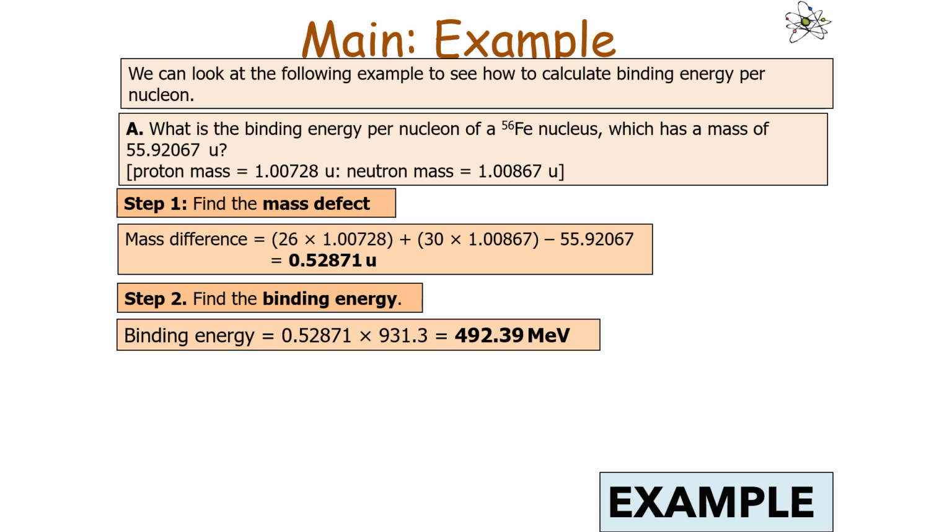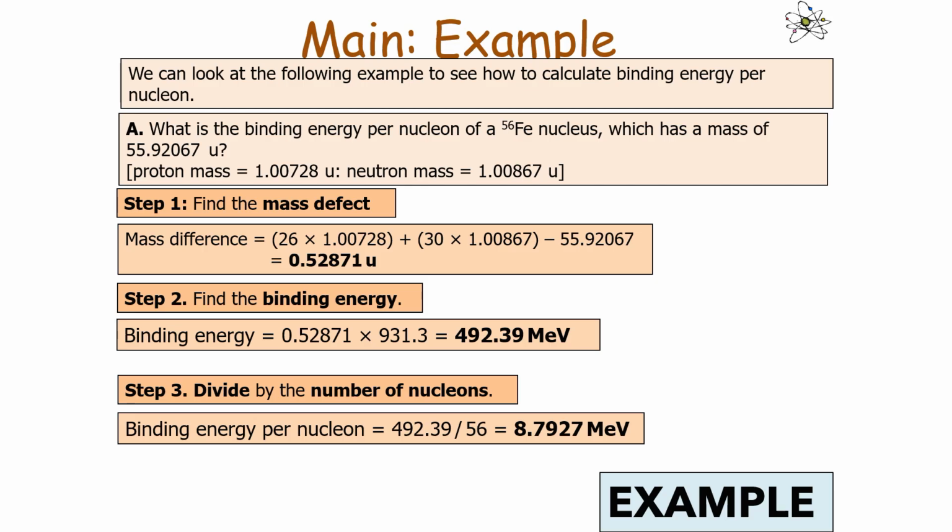We can then find the binding energy, and again, remember that shortcut we talked about at the start of the video. You can multiply your mass difference in u by 931.3 to get into MeV, so we get 492.39 MeV. Then the third step is to divide this number by the number of nucleons. There's 56 protons and neutrons in iron. You divide that total by 56 and you get 8.7927 MeV.